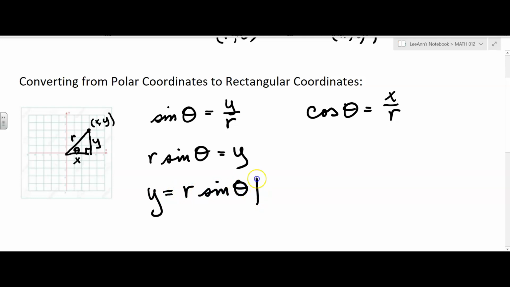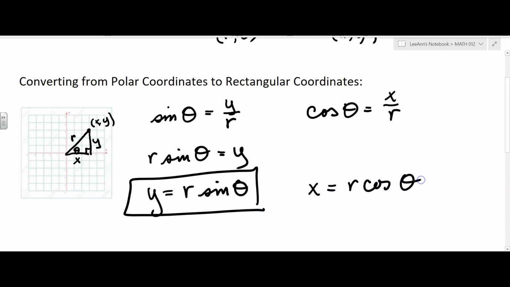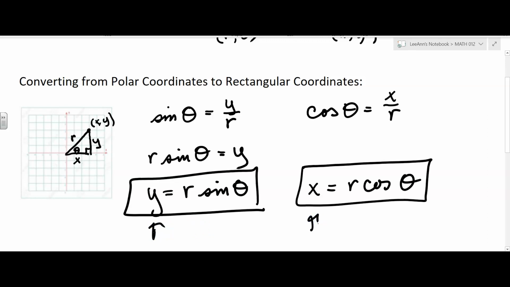So you're going to want to remember that or write it on a note card. And then over here you do a similar thing, and you're going to get x equals r cosine theta. So if you're trying to figure out the rectangular coordinates and you know the polar coordinates, you can find y and you can find x by using the r and the theta.